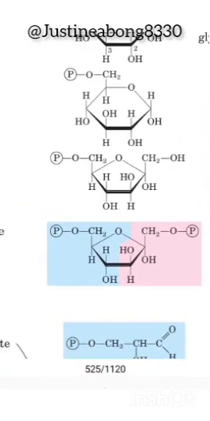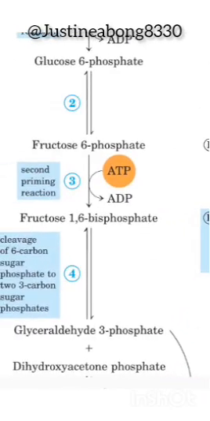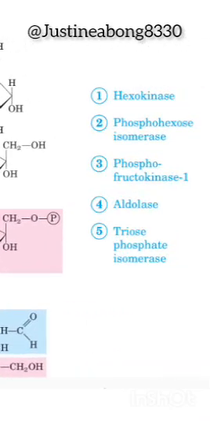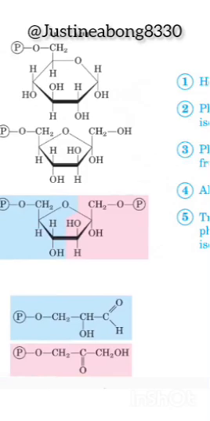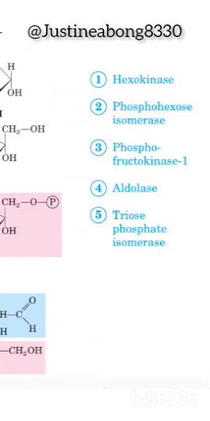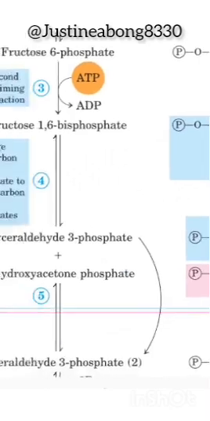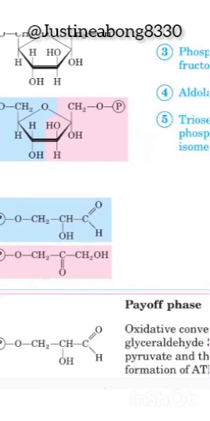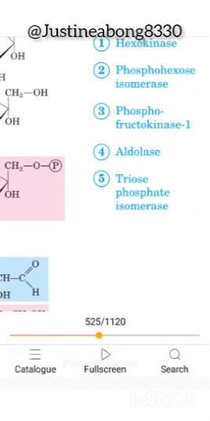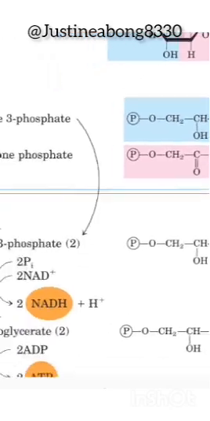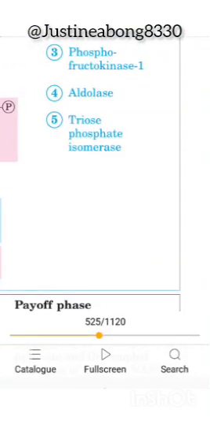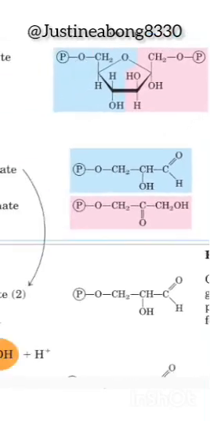At the third step, phosphofructokinase 1 phosphorylates carbon 1 of fructose 6-phosphate, acquiring a phosphate from ATP, and ATP comes out as ADP. And fructose 1,6-bisphosphate is broken down to glyceraldehyde 3-phosphate and dihydroxyacetone phosphate by an enzyme known as aldolase. And at the fifth step, dihydroxyacetone phosphate will be converted to glyceraldehyde 3-phosphate by an enzyme known as triose phosphate isomerase.